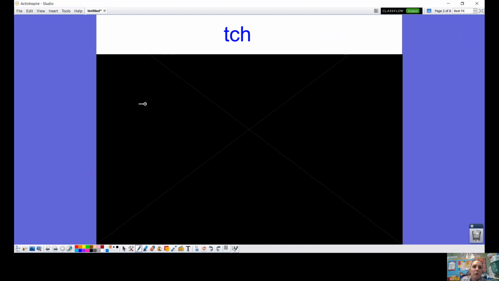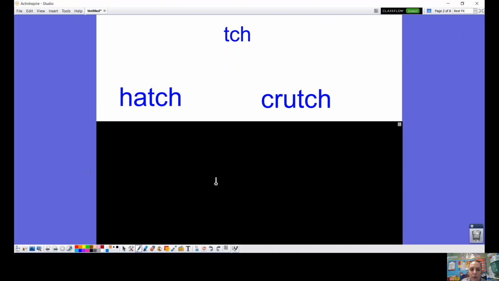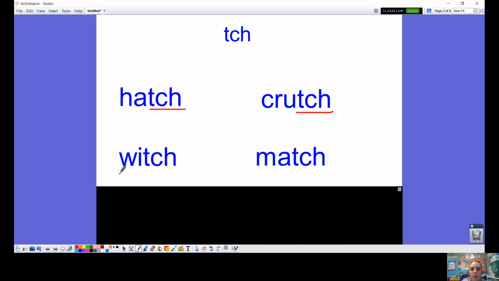All right, so let's see what you came up with for TCH. Okay, here's my list of words. I come up with patch, crutch, witch has the TCH, and match. You may have come up with some of these same words too. You probably came up with some different ones. If you look at all of these words, where do you see the TCH occurring in these words?